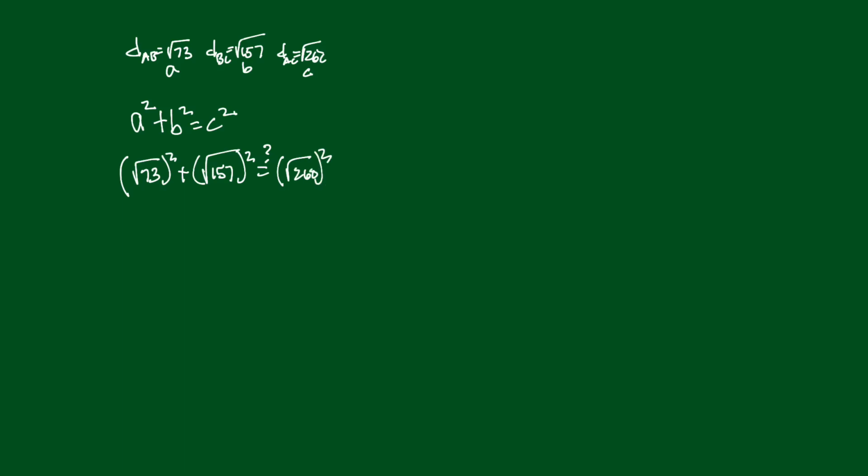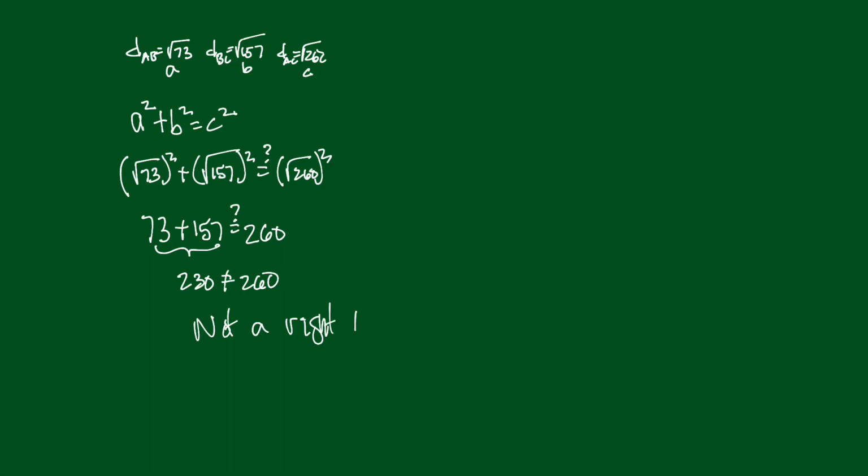Well, when you square a square root, we're lucky here. When you square a square root, the radical just comes off. So we're looking at 73 plus the square root of the square is 157. Is that equal to square root of the square? If you square root 260 and then square it, you're back to 260. Well, 73 plus 157 is only 230. That is not equal to 260. So this is not a right triangle.